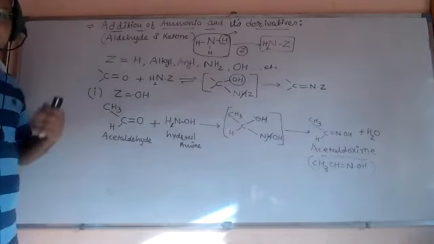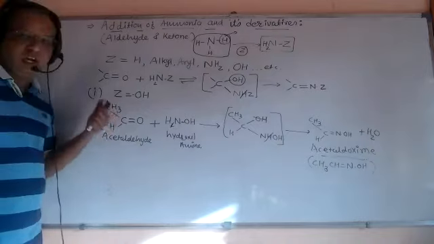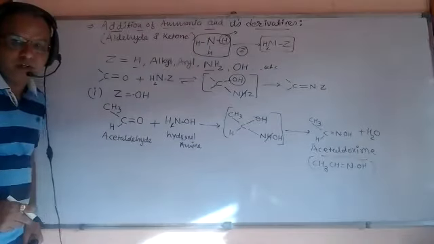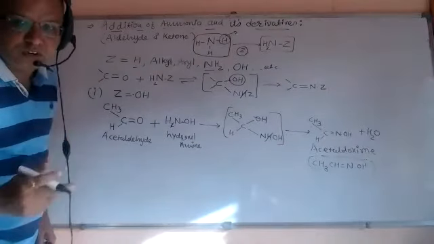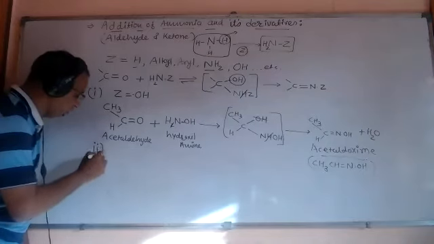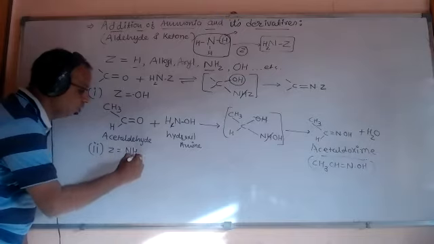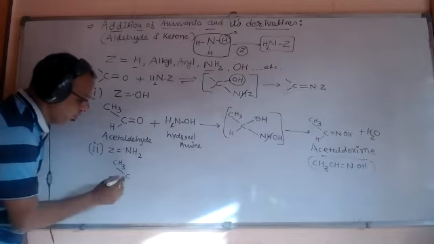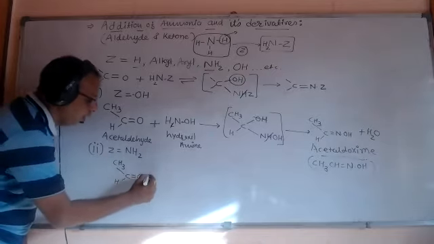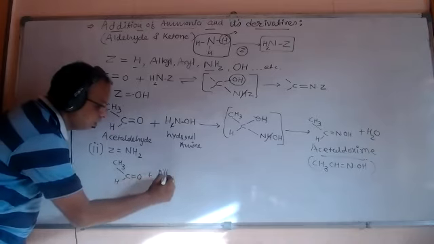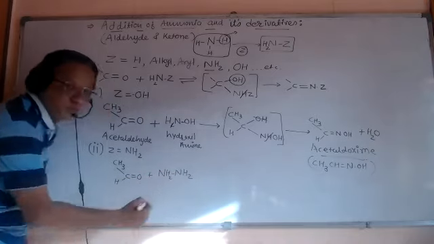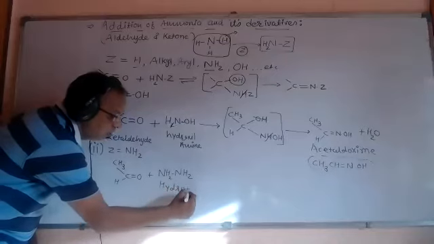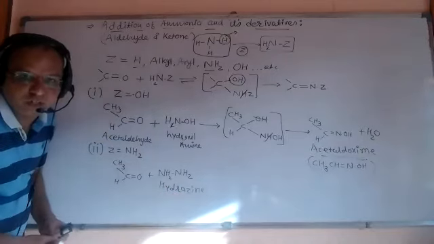Friends, if we consider Z equal to any other component, NH2 can be taken, H can be taken, or anyone. In that case, we obtain a different product. For the last example, if we consider Z equal to NH2, in that case, this is CH3 CHO acetaldehyde plus NH2 NH2. NH2 NH2 is known as hydrazine. It's very important. Hydrazine is an important compound.